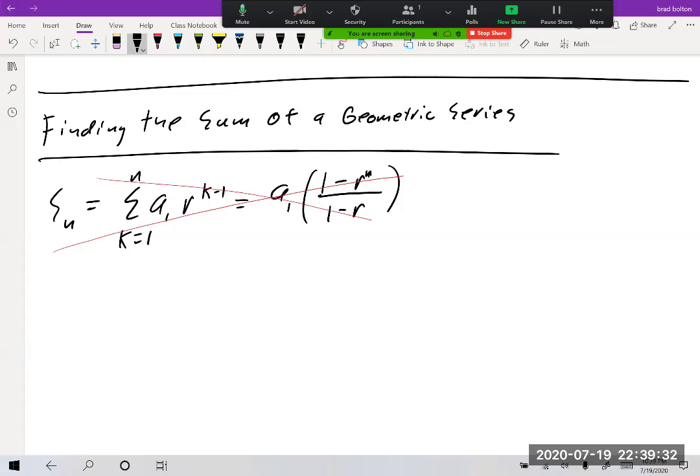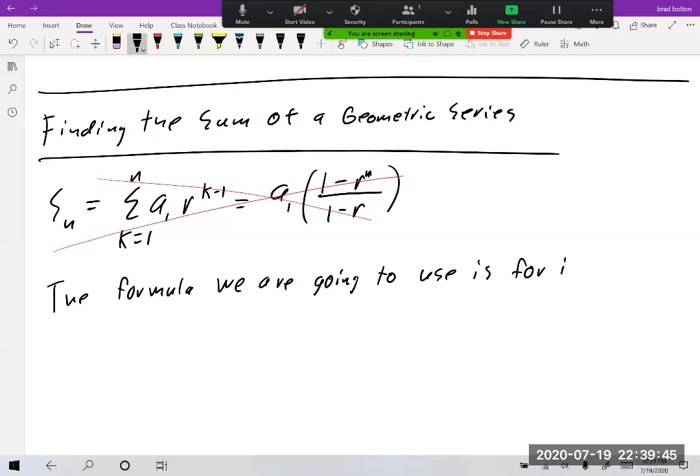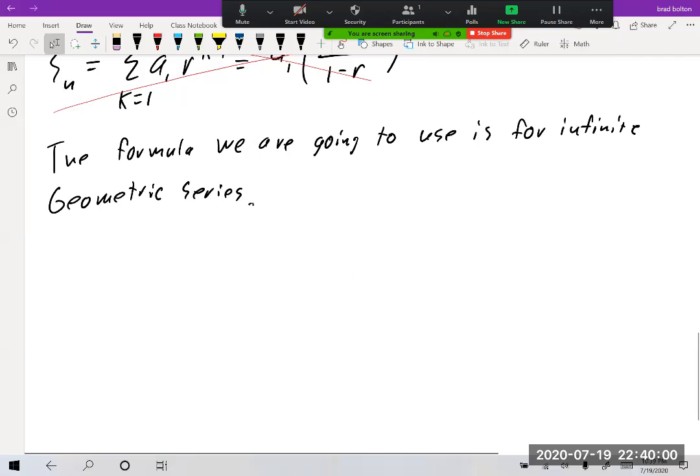So the one that we're going to use is for infinite geometric series. And in general, I believe if you call it a series, it's supposed to be infinite in the first place. And if it's not infinite, then it's called a partial sum. But that's just a technicality. I guess it depends on who you talk to.